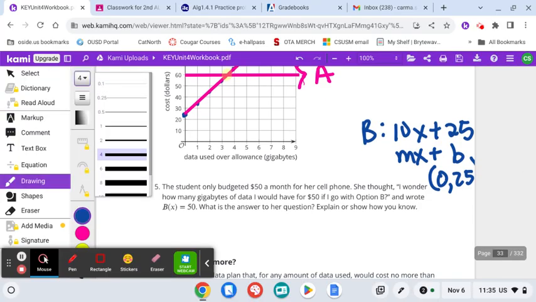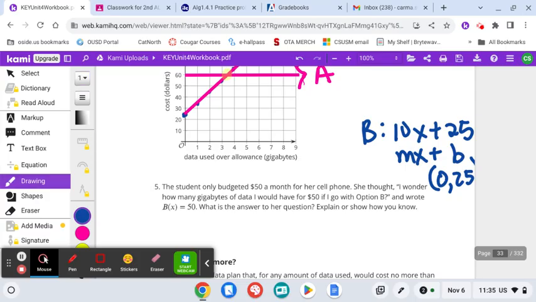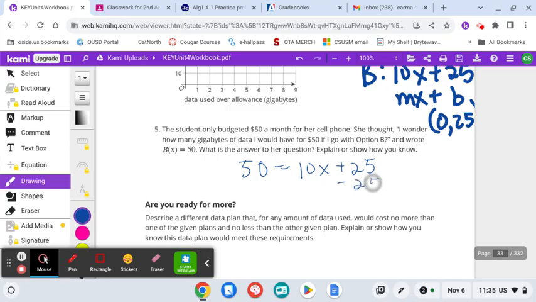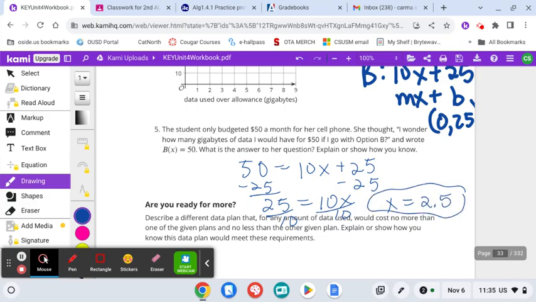Unless I do the actual calculation, why not go to the algebra and get an exact number and be sure that it's correct? So 10x plus 25 for option B. We're going to minus 25 from both sides to solve for x, and then divide by 10. We get that x equals 2.5 gigabytes. So if I want to keep my budget to $50, I can't go over 2.5 gigabytes.